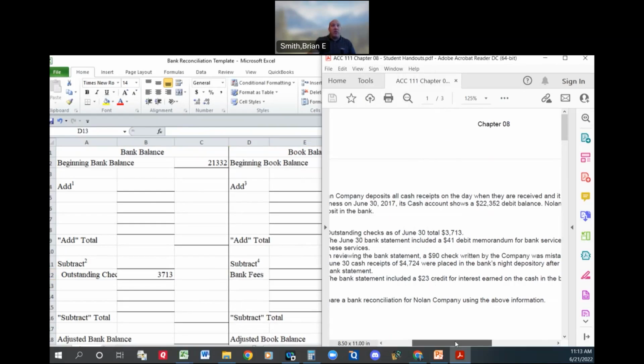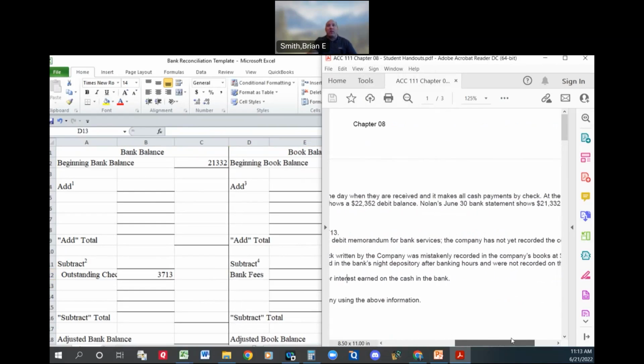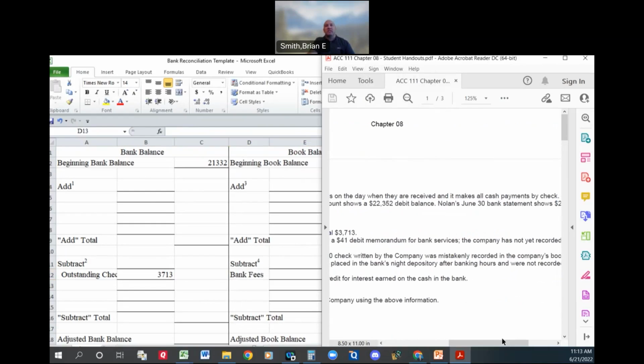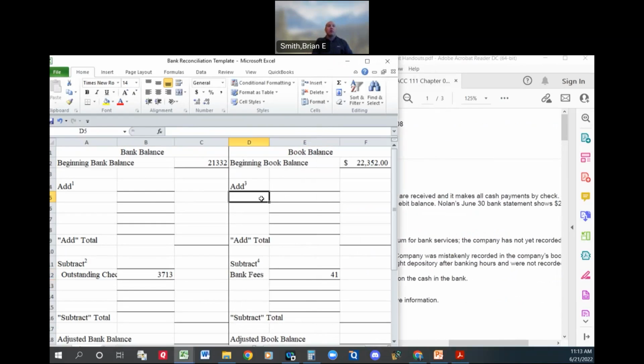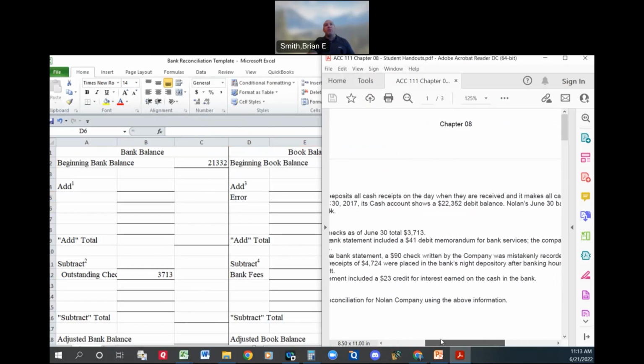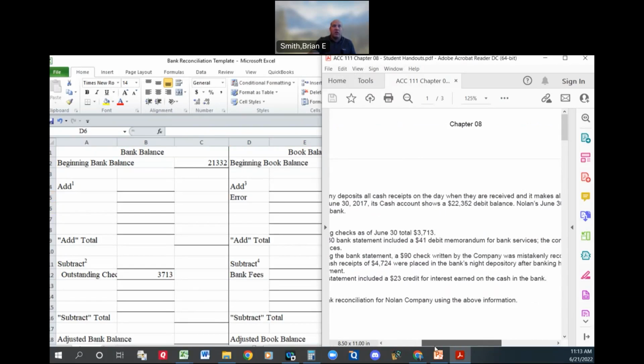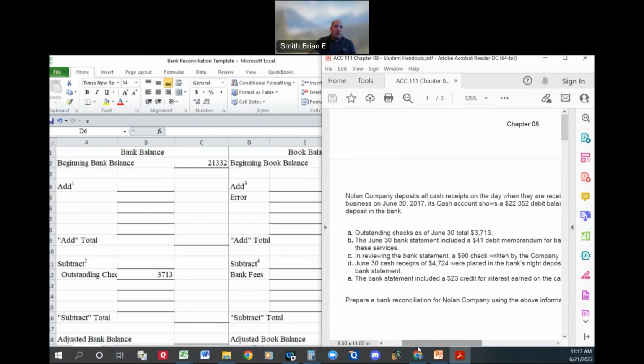All right, so now we've done that. In reviewing the bank statement, a $90 check written by the company was mistakenly recorded in the company's books as $99. So we have an error. We recorded too much of an expense, so we got to add back the error. If it should have been $90, or we wrote it for $89, it was not enough. We would have to subtract it because we need to take more out than what it was. So you gotta really think about that check. If there was an error on your side, how that works and what it would do to your final balance.